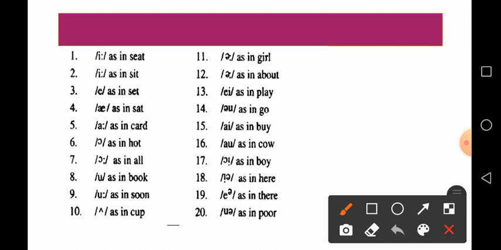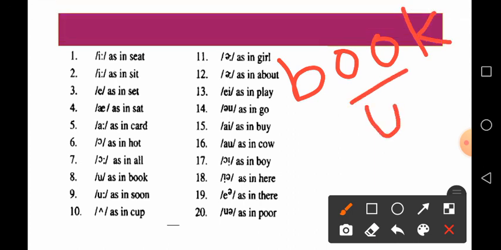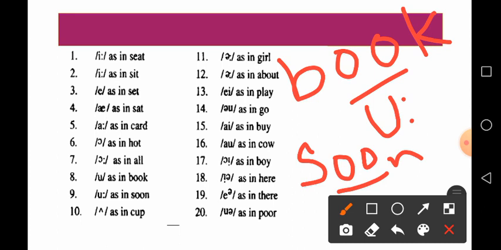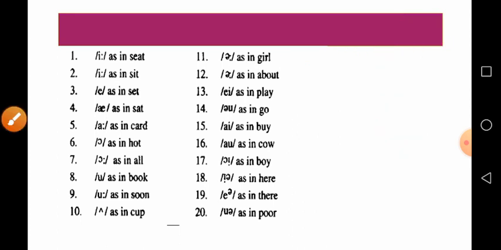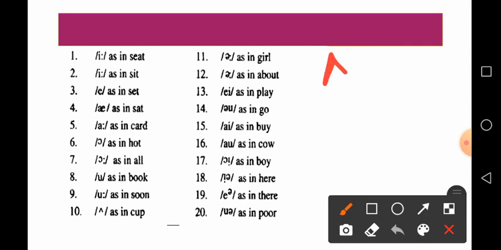Then number 8, book. In the word book, b, u and then k, double o is pronounced u, but it is short. When a colon is put, then it is a long vowel, like in the word soon. So, this is u, little. In the word book, b, u, k, the vowel is not stressed, but in the word soon, u is stressed. And then this is the sign of a, like in the word cup.